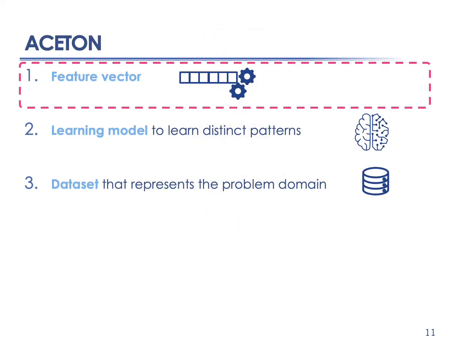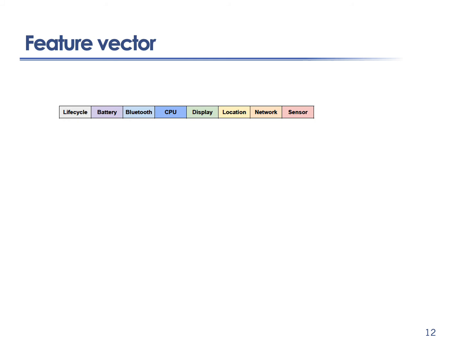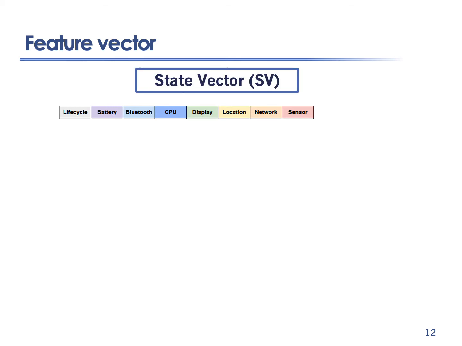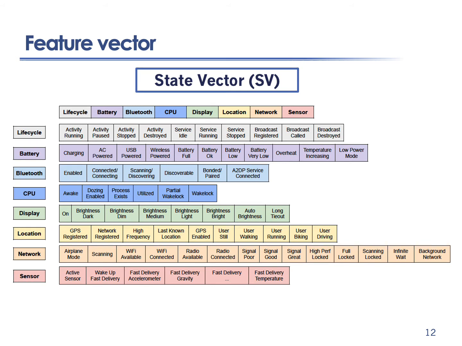The feature vector in ACETON should be able to distinguish the characteristics of different types of energy defects. To that end, we chose them to reflect the properties related to the state of software and major energy-greedy hardware elements. More specifically, the feature vector, which I collectively refer to as state vector or SV for short, consists of 84 binary features that represent different aspects of app's lifecycle and hardware elements that need to be monitored during the test execution. For example, the SV contains 6 entries for the Bluetooth hardware, and these entries capture different states of Bluetooth that can be taken under different settings.